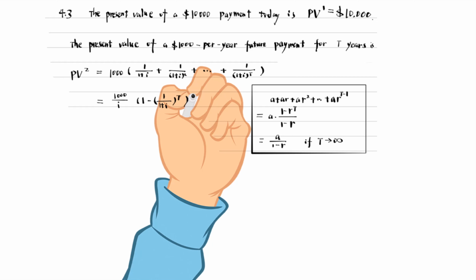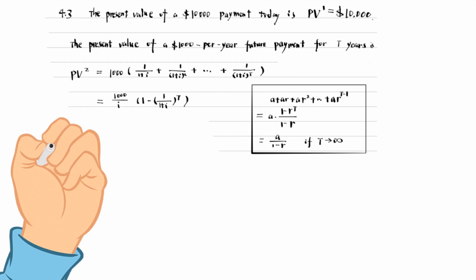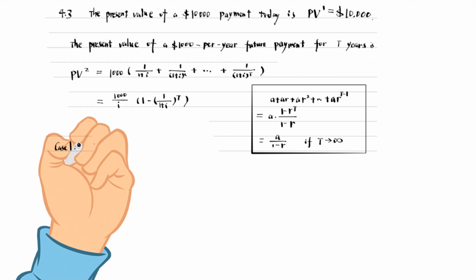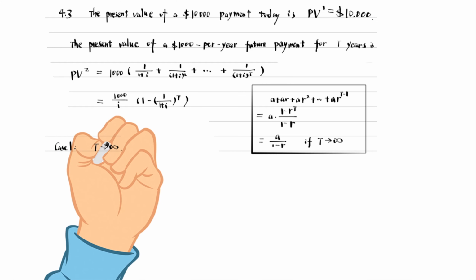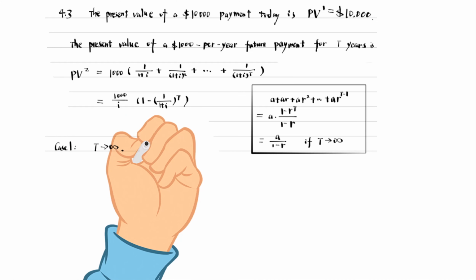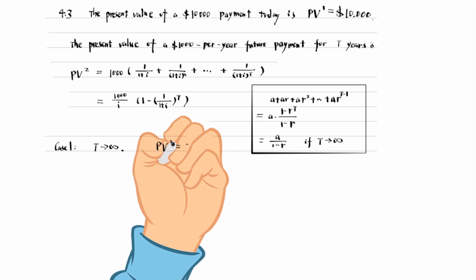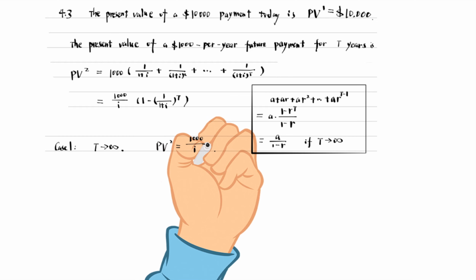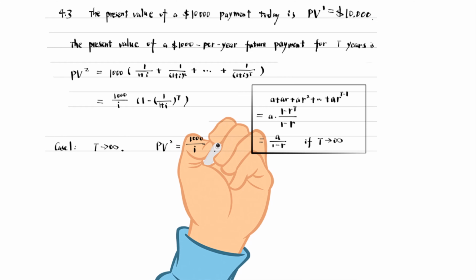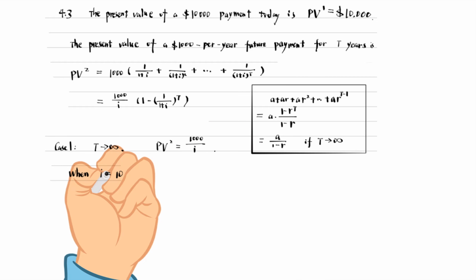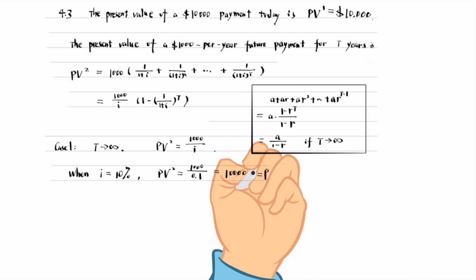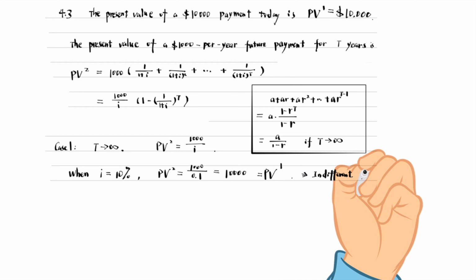We consider 3 cases. In case 1, we assume the future per year payment is forever. The present value of future payments can be simplified to 1,000 divided by the interest rate. When the interest rate is 10%, the present value of the 2 payment methods are identical.